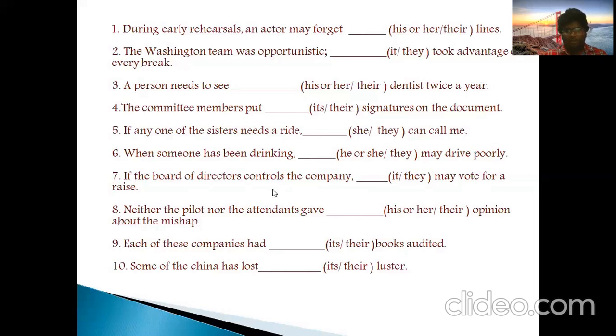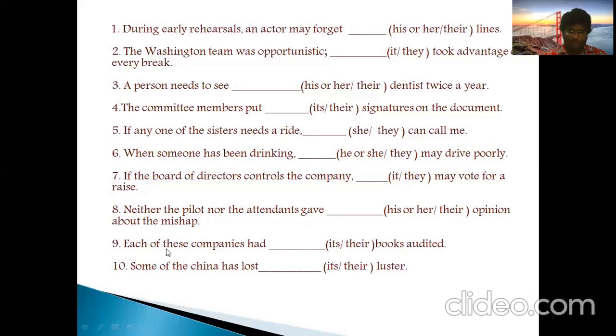All right. Next one. Neither the pilot nor the attendants gave dash opinion about the mishap. We have to be careful here. We don't say neither the pilot nor the attendants gave his or her opinion, but we should say their opinion. They are different people. The pilot as well as the attendants are different people, so that's the reason we have to use a plural pronoun.